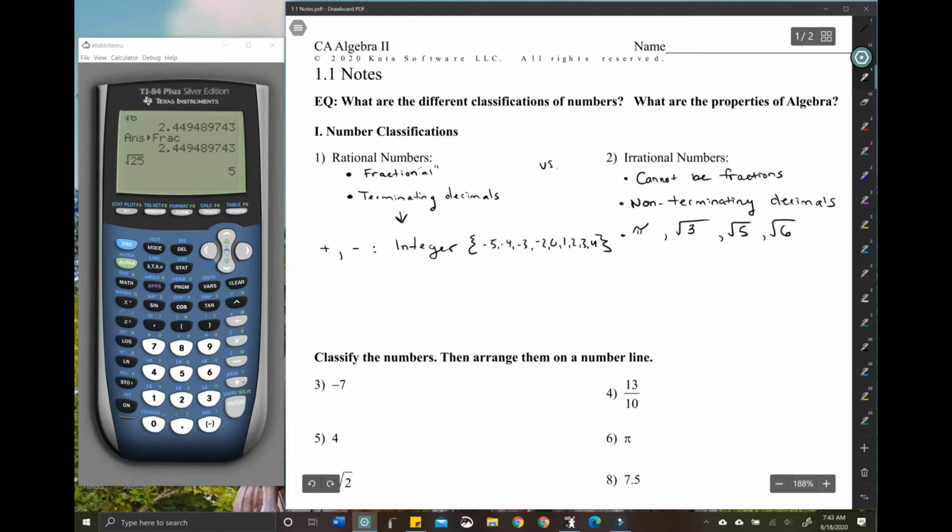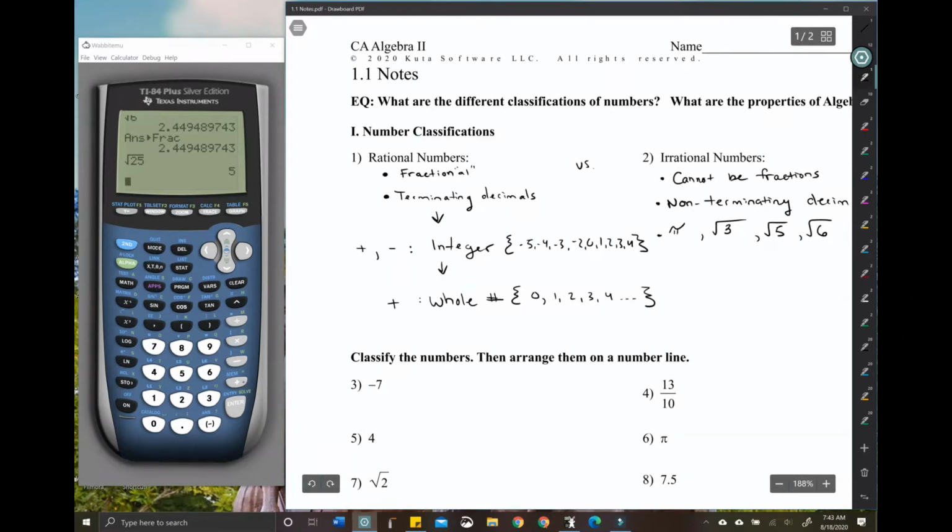And one more breakdown are whole numbers. Simply, those are positive numbers, 0 included: 0, 1, 2, 3, 4, and so on. Not decimals. Integers and whole numbers are not decimals.